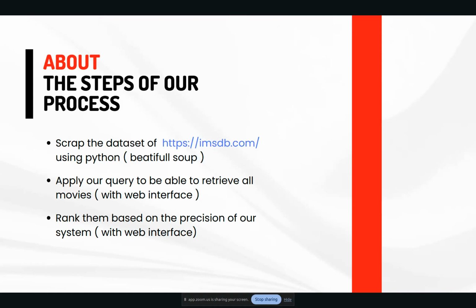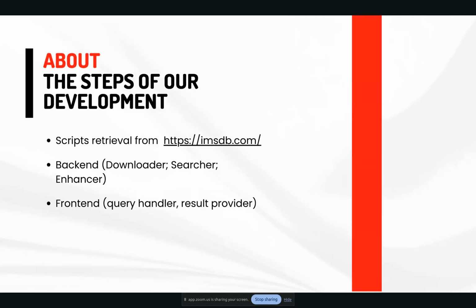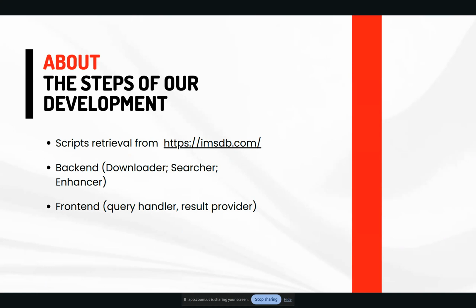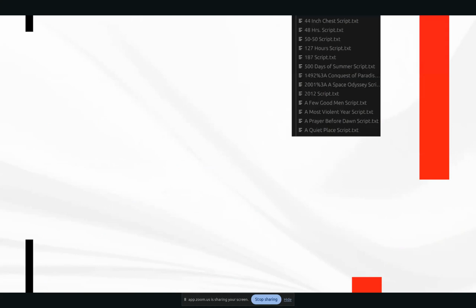So we can say that one film is more interesting than another. For that, the script retrieval is from the given datasets. We have a backend that is the downloader, the searcher, and the answerer, and we have a front end to have a user interface to execute the query.